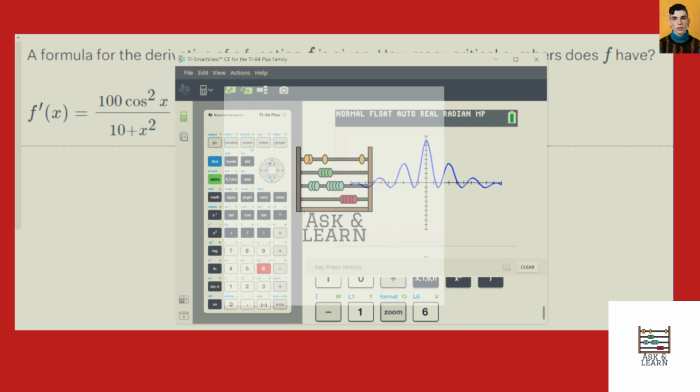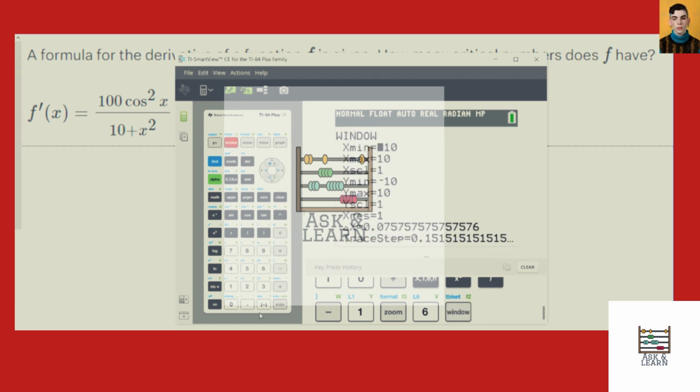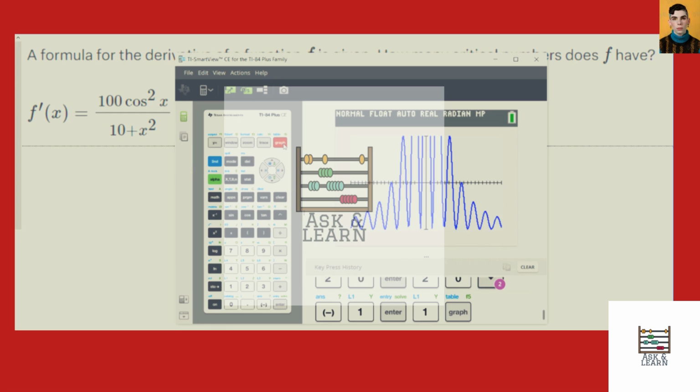Now I'm going to change my window a little bit so I get a better picture. So let me go out to, let's say, negative 20 to 20 for the x's, and I want to zoom in on the x-axis. To zoom in on the x-axis, I'm going to make my y min and my y max negative 1 and 1 respectively. And then we're going to graph.